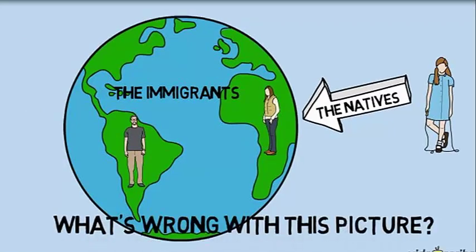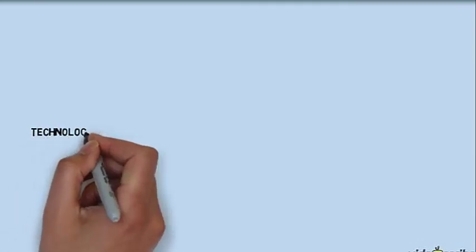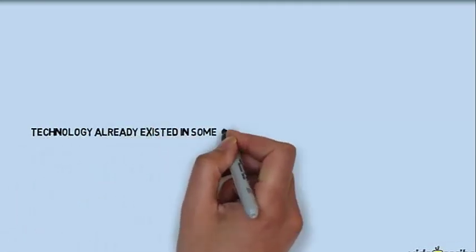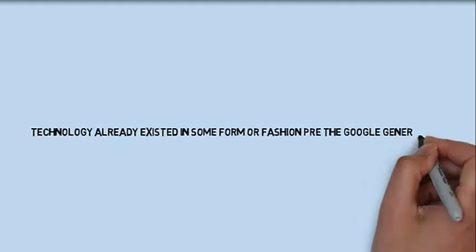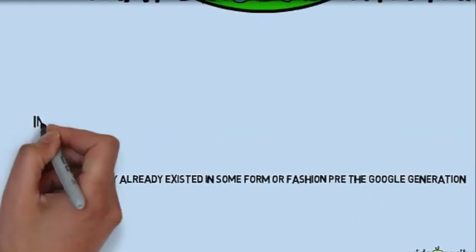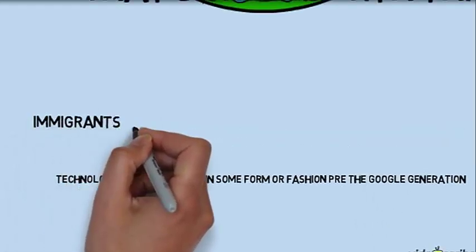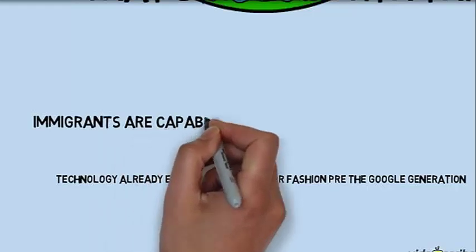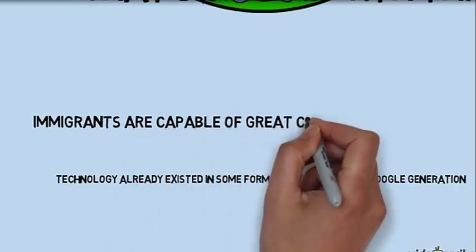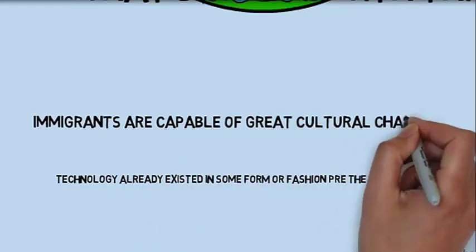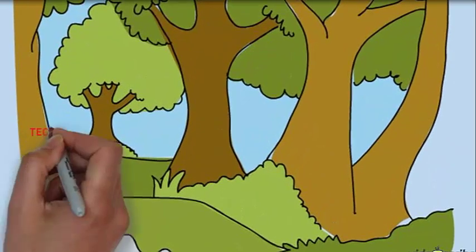But there's something wrong with that picture for me. I don't agree with that. I think it's very much black and white. I think technology has always existed in some form or fashion before the Google generation. It's just that we think of people who've been of that age and dealt with technology all the time as being natives. But immigrants are capable of massive change themselves.